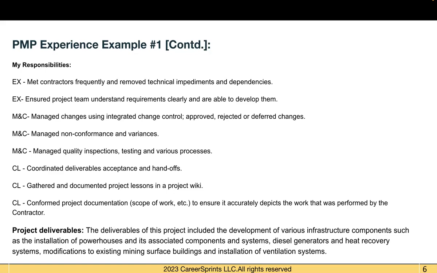that on the application. And if you see, the last section is on the deliverables. And again, the deliverables is just 2-3 lines. It can be 4 lines, maybe 5 lines, but don't make it too lengthy. And if you read, it says the deliverables of this project included the development of various infrastructure components, such as the installation of powerhouses and its associated components and systems, diesel generators and heat recovery systems, modifications to existing mining infrastructure buildings, and installation of ventilation systems.